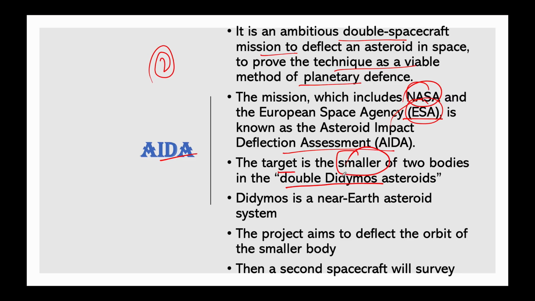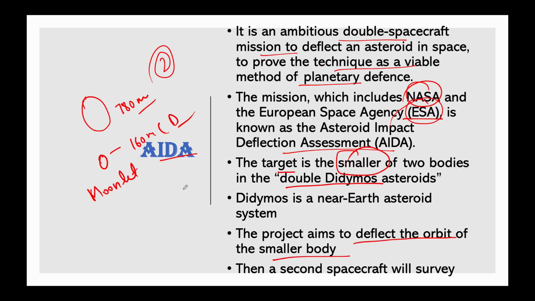Didymos is the most near-Earth asteroid system. Its main body measures about 780 meters across, and there is a smaller body, also known as moonlet Didymos, which measures around 160 meters in diameter. This project actually aims to deflect the orbit of the smaller body. So we want to deflect the orbit of this smaller Didymos.